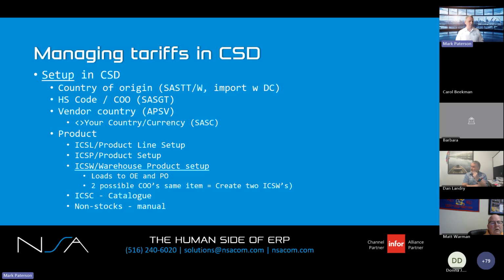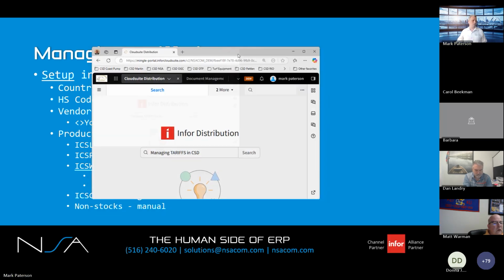All right, so we're ready to do a little bit of a demo here, but I'm going to do some setup first. I'll show you how to set up a country of origin, and here are the tables. Then we'll set up an HS code with the country of origin on it, and there's the table code there. Then we'll set up a vendor, and then I'll go through setting up some products. I'm currently logged in to a demo environment.